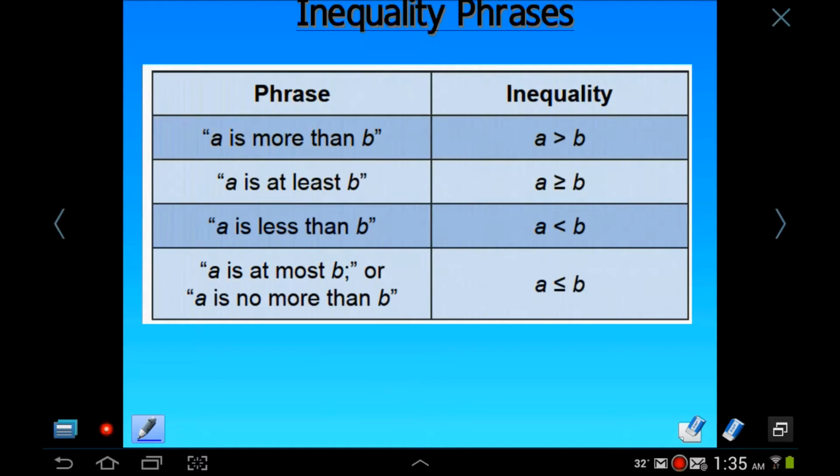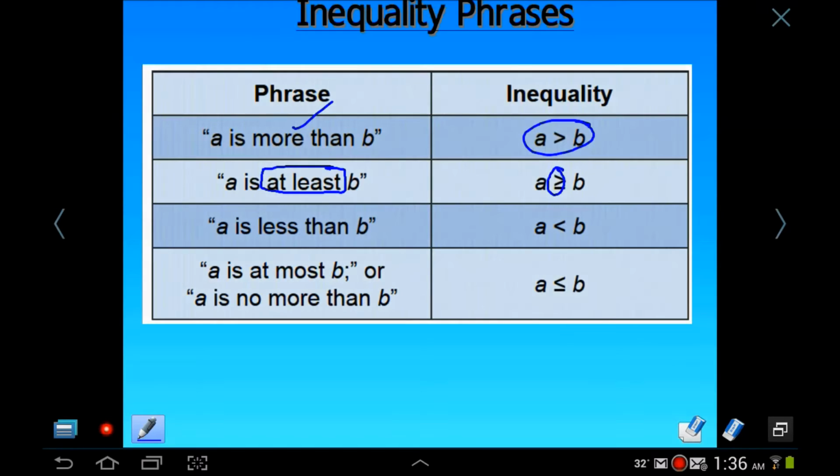Another thing you're going to be required to know is the basic inequality phrases. Just like we've been talking about with algebraic expressions, there are words that go along with less than and greater than, other than the obvious "less than" and "greater than." "A is more than B" is going to be written like this. "A is at least B" could be a tricky phrase, and we're going to get more into that in a little bit. That doesn't seem to make sense, but "at least" means greater than or equal to.